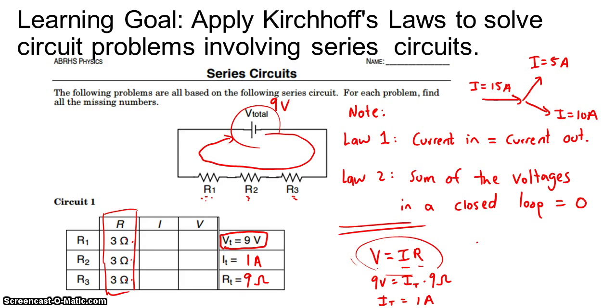Now from here, again, we know that these three numbers are going to add up to give me 9 because of the second law here. We don't know how much in each. The current, though, is 1 amp coming out of the battery.